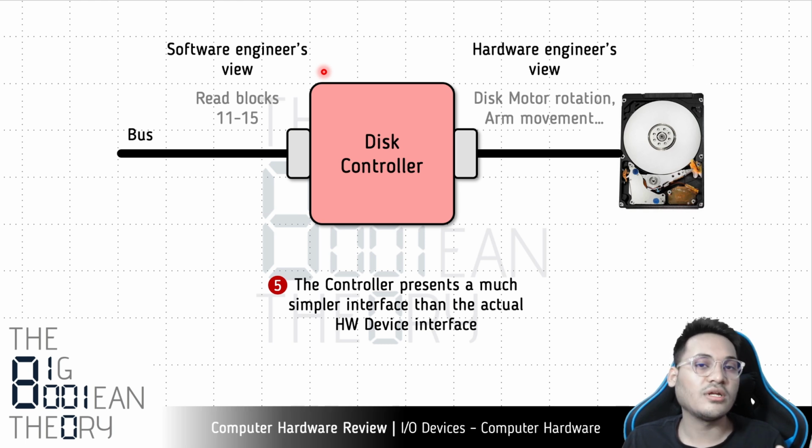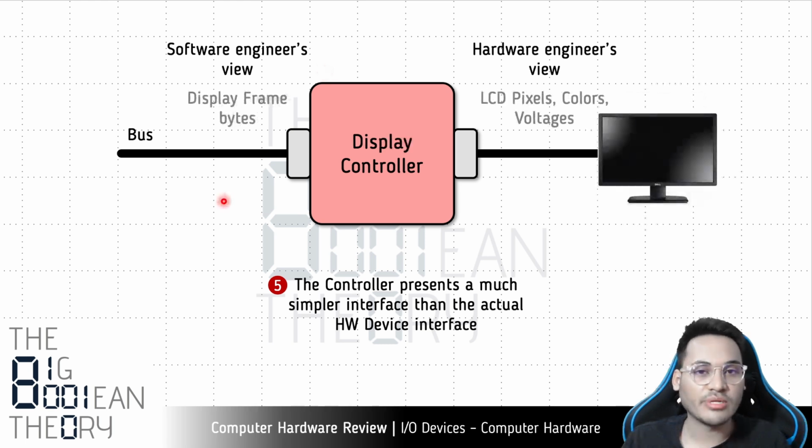So this is how the device controller first of all abstracts out the mechanics of how the device works, right, and makes it very simple to deal with the device. So let's now take one more example to understand this point. Let's talk about the display. As you can see, again we have two different interfaces. One is the display controller interface, and the other is the actual hardware display interface, right?